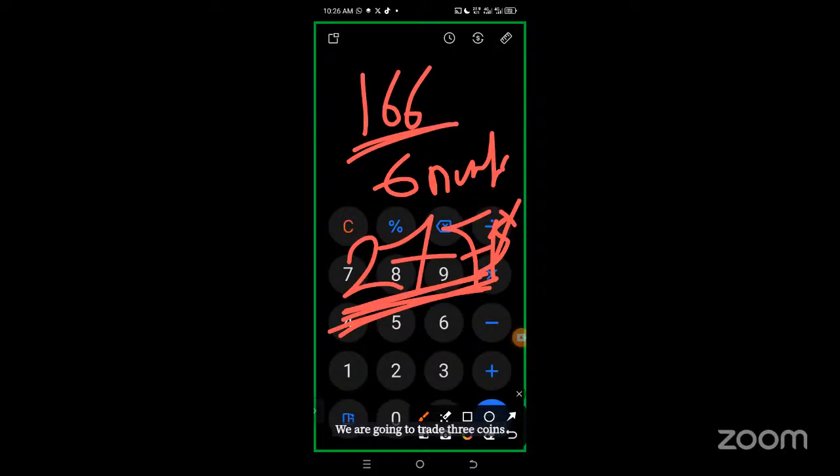Three coins with $27 as our first buy in amount.